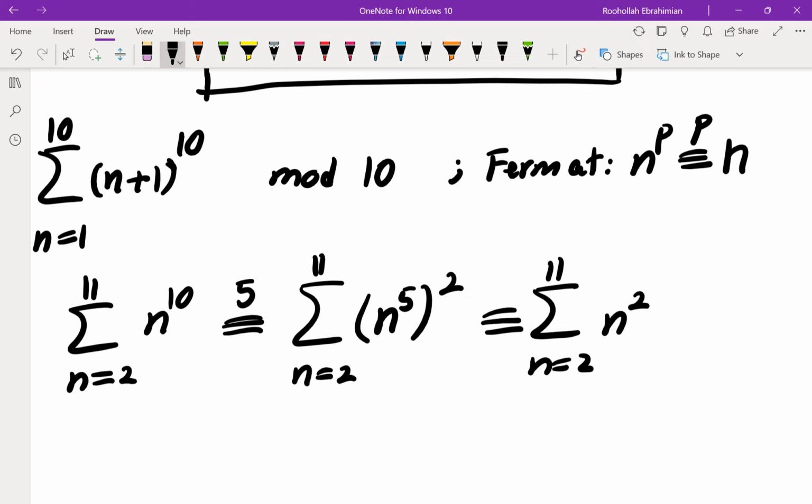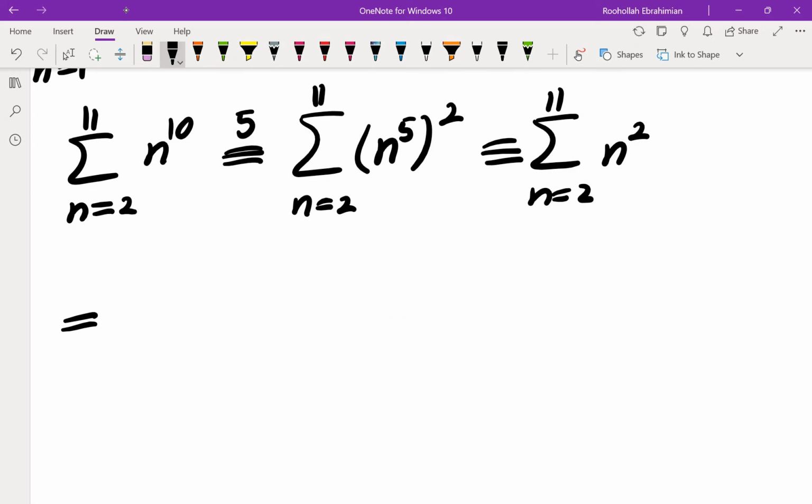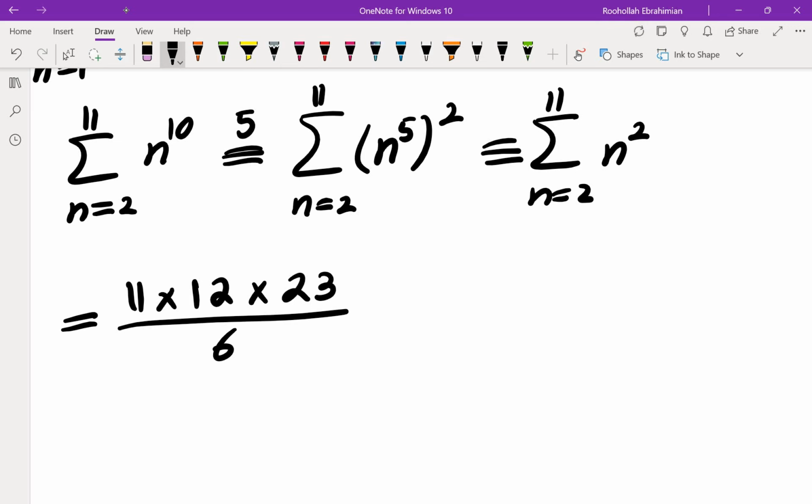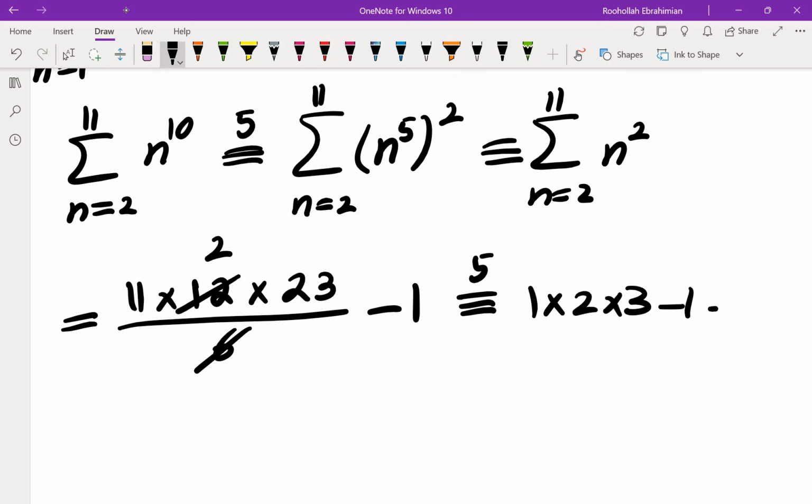Now, we have a formula for the sum of squares. It is n, which is 11, times n plus 1, which is 12, times 2n plus 1, which is 23, all over 6. But this starts from 2 and not from 1. So we will have to subtract 1 from here. Now if we take this one and evaluate this mod 5, we are going to get 1 here, 2 here, 3 here, minus 1, which is 5, which is 0. So the number that we got is in fact divisible by 5.